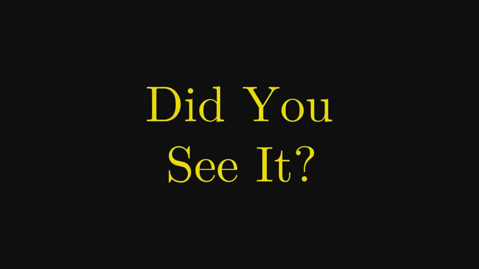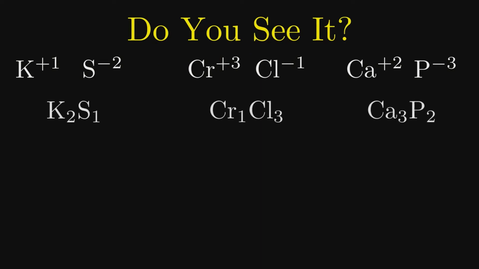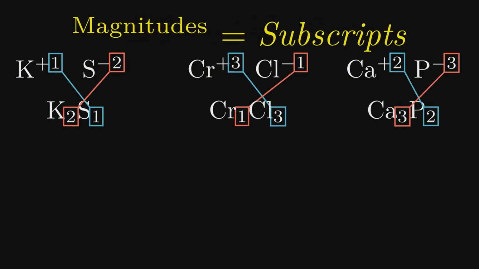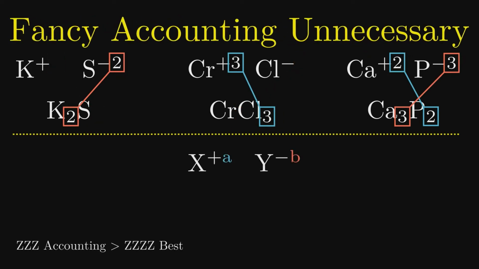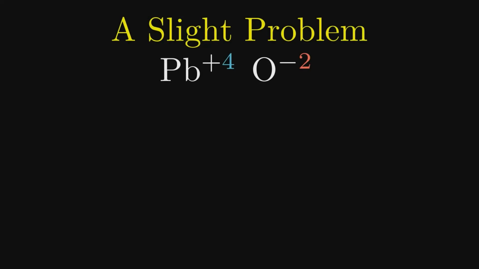So, did you see it? Okay, do you see it now? I've put the ions and formulas back. In all these examples, the magnitude of the charge ends up in the formula. This means we don't need any fancy accounting. Simply turn those charge values into subscripts. In fact, crisscross will make you jump for joy now that you have an easier way of making formulas. But there is a slight problem with it.